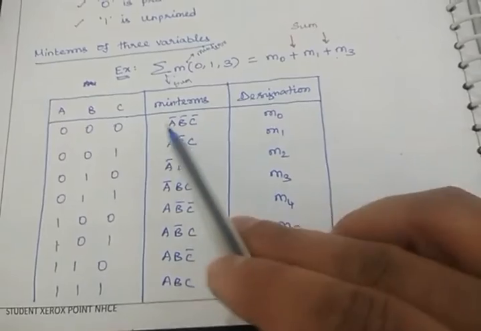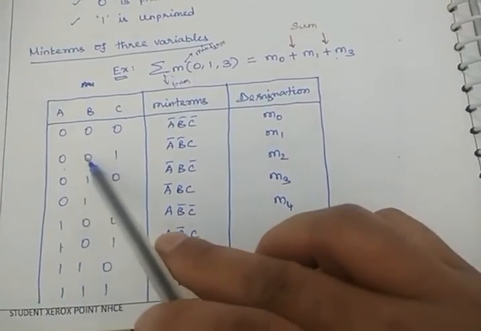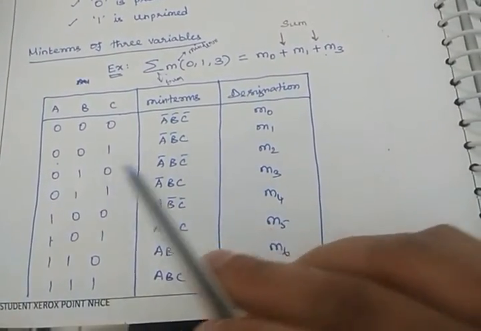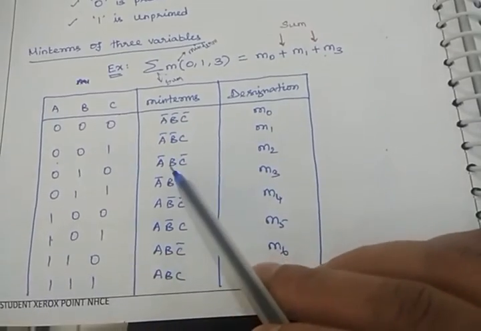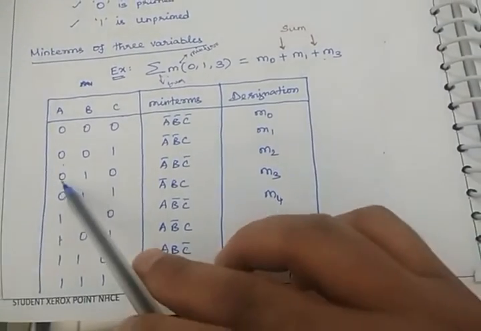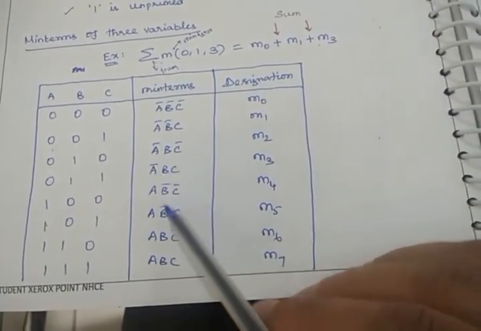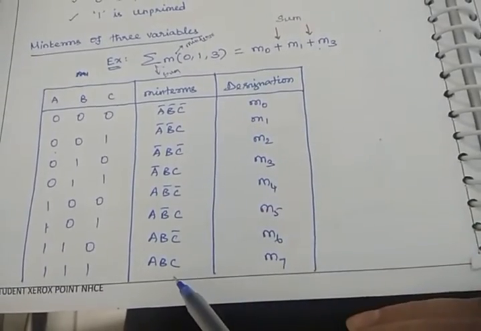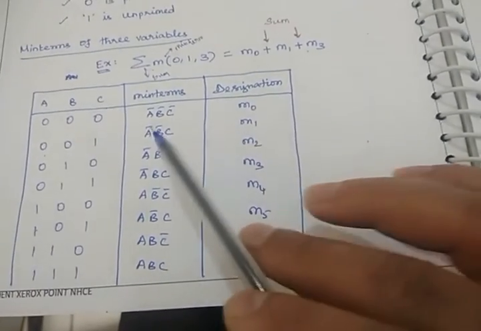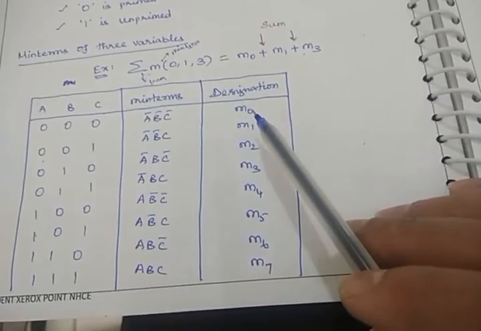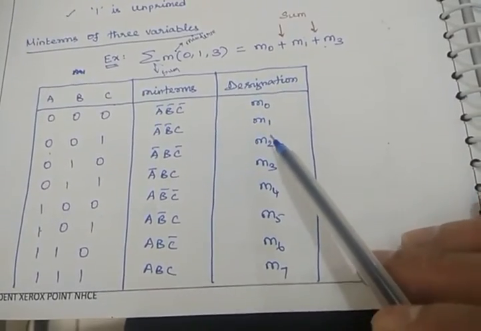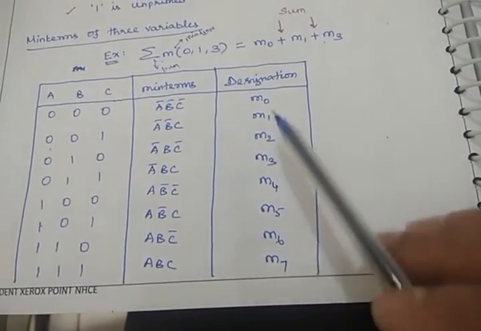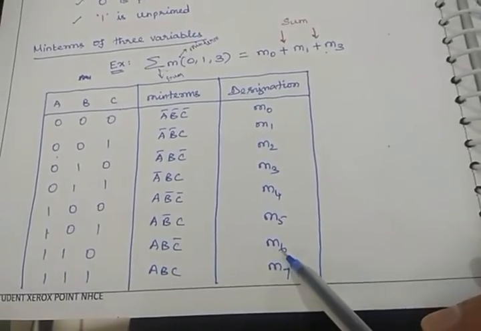So 0, 0, 0 means A bar, B bar, C bar. 0, 0, 1 means A bar, B bar, C. Wherever 1 is there, that is unprimed. Wherever 0 is there, that is primed. So like that, we got these 8 values, and corresponding notations are M0, M1, M2, M3 up to M7. Small m indicates that it is min terms.